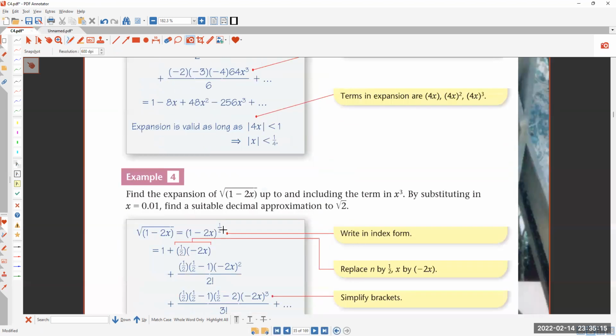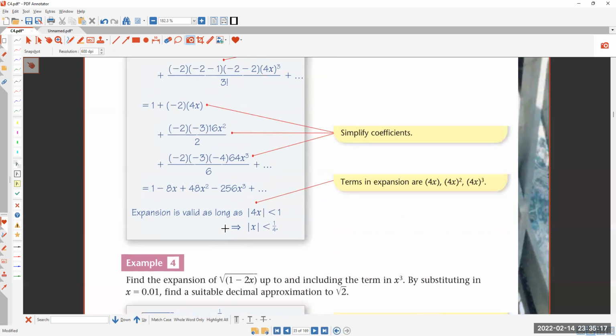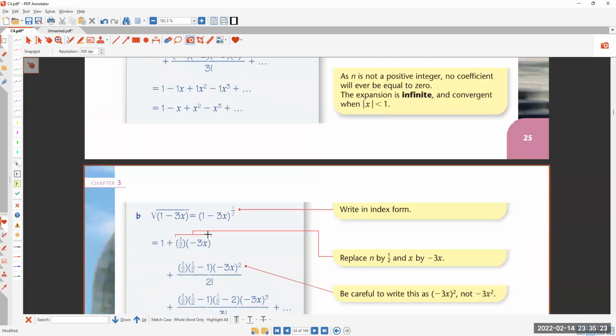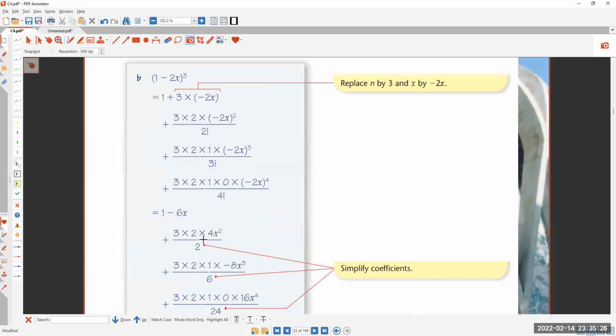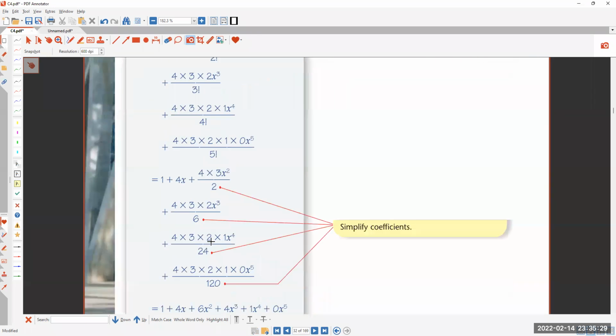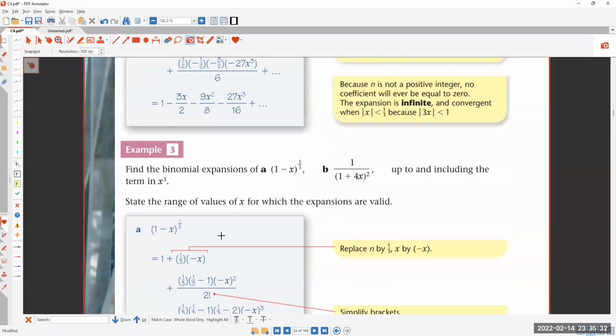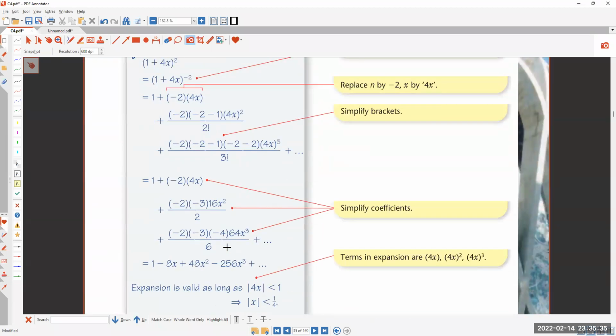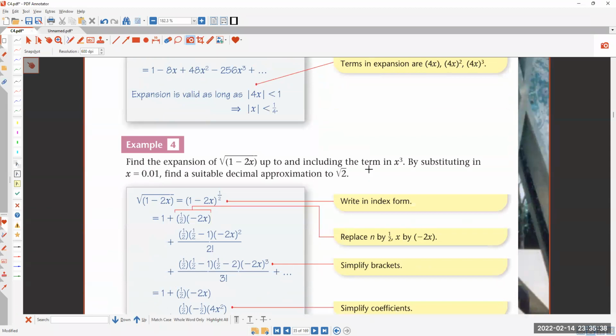Okay, now let's continue with the next one. These are kind of complicated right now. They said root of 1 minus 2x. Did I write 1 minus 2x on top over here so that it gets easier for us? No, I did not. Okay, everyone open 1 minus 2x for me over here. They said find the expansion, including the term x cube. Till x cube, you are supposed to open it. By substituting x equals 0.01, find a suitable decimal approximation of root 2. I will explain the last line later on. First, open the bracket for me till x cube. Then I will let you know.